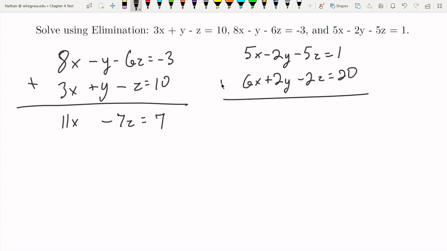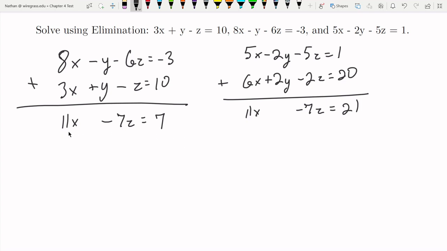Now if I add going straight down, I get 11x. Those cancel. I get minus 7z. And here I get 21. Okay, so now I can see that I have these two equations. They're different, and they're useful because I've used different equations to get them. If I use the same equation twice to get them, that doesn't tell me anything useful. But since I've used all three equations to get these two, now I can use elimination on these two.